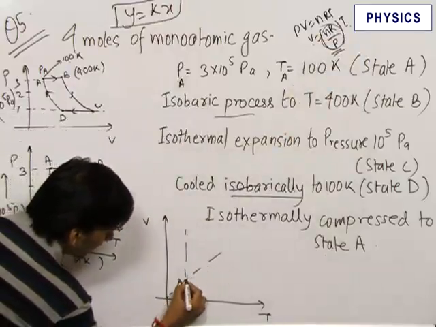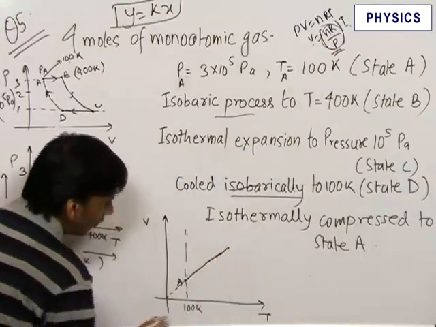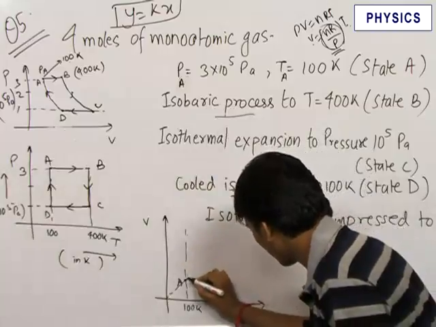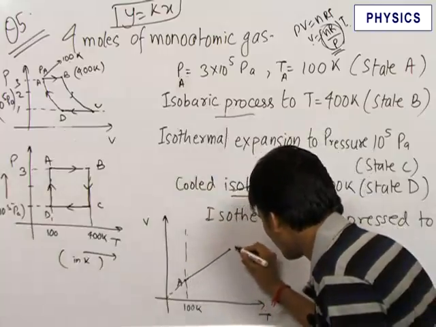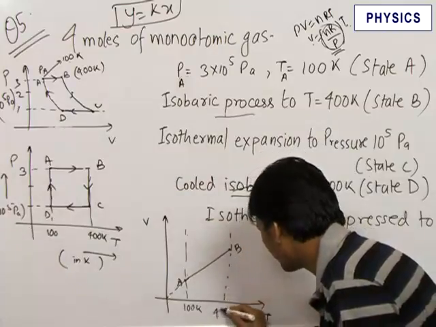Therefore it rises to a temperature of 400 Kelvin. This is a straight line. So this is point B. The temperature at this point is 400 Kelvin.